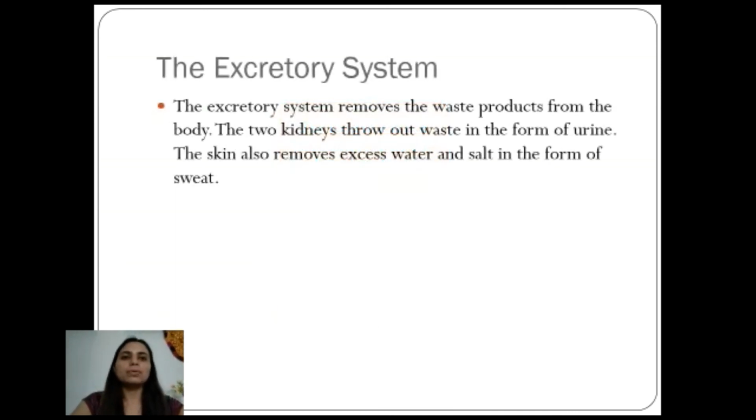Now we head towards the excretory system. The excretory system removes waste products from the body. The 2 kidneys throw out waste in the form of urine, and the skin also removes excess water and salt in the form of sweat. So what is the work of the excretory system? It helps to remove all the waste products from our body. The 2 kidneys help throw out the waste in the form of urine, and our skin also helps in throwing out the waste in the form of sweat.